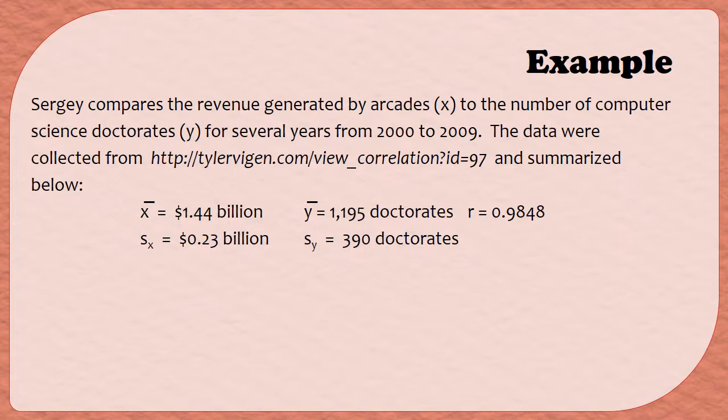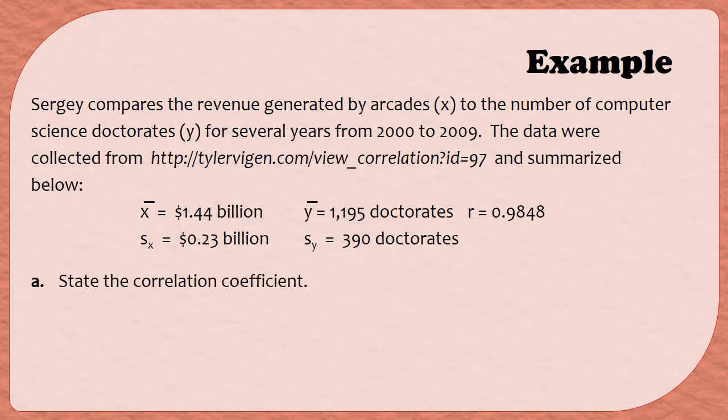Sergey compares the revenue generated by arcades, X, to the number of computer science doctorates, Y, for several years from 2000 to 2009. The data were collected from this website here and summarized below. So we have our X bar, SX, Y bar, SY, and our value for R.